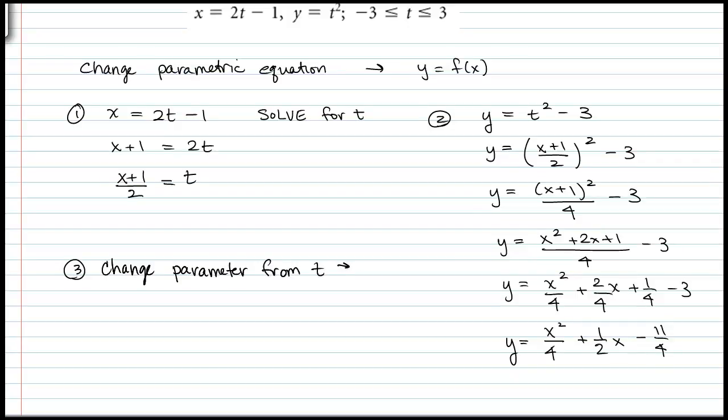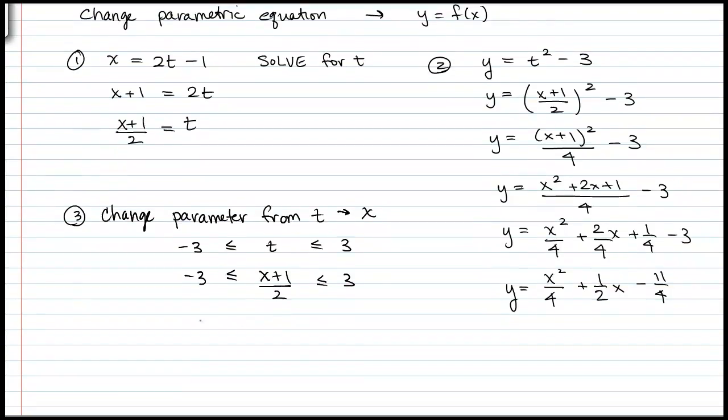Don't forget to change the parameter from t to x. And your parameters for x are going to be from negative 7 less than or equal to x less than or equal to positive 5.